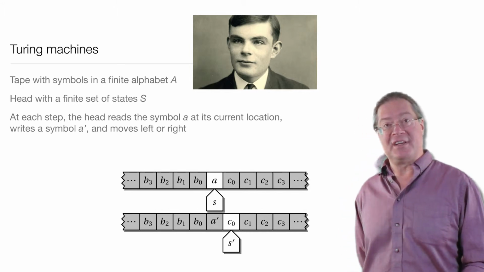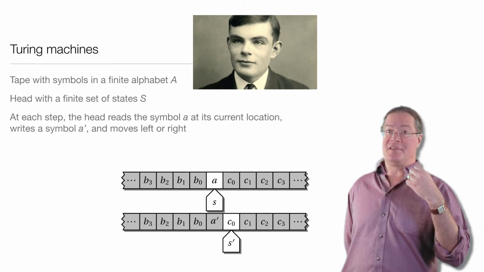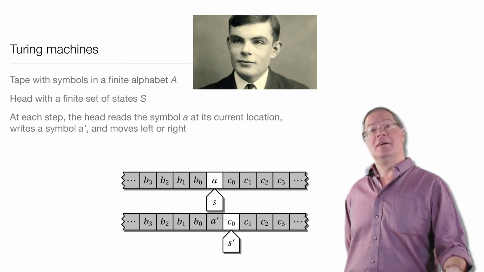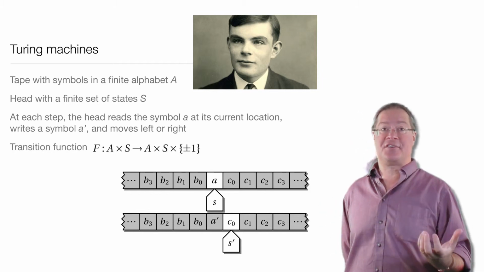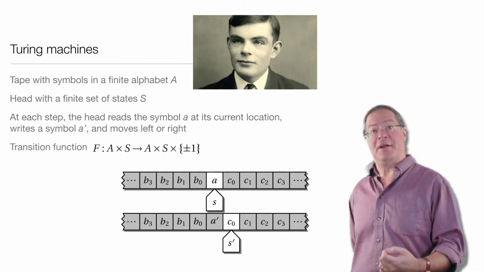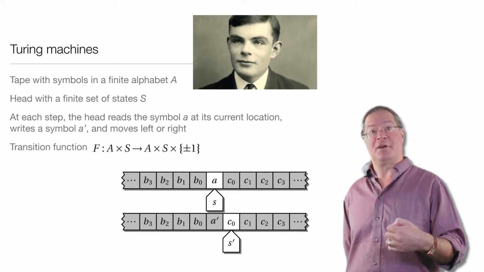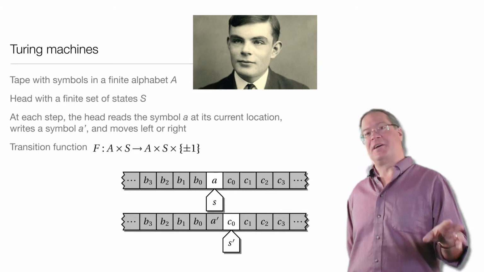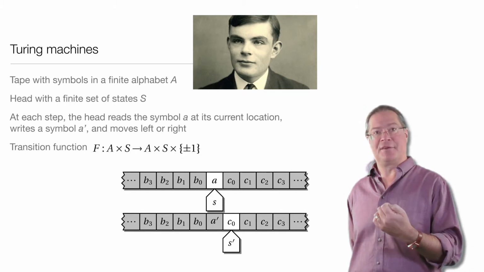So any Turing machine can be described just in terms of the alphabet of tape symbols A, the set of finite states S for the head, and what we call the transition function, which takes pairs A comma S and produces new pairs A prime comma S prime, and something like, let's call it plus or minus 1, telling the head to move left or right.